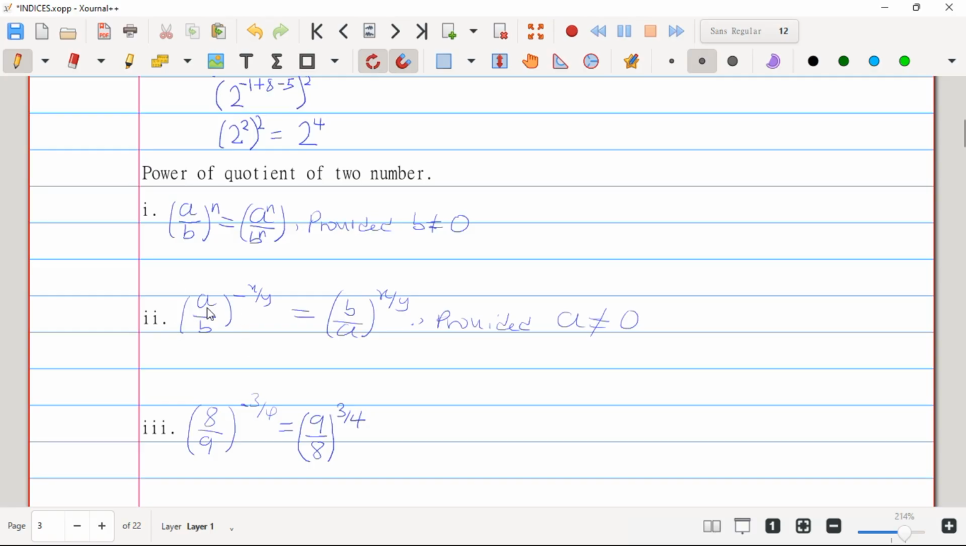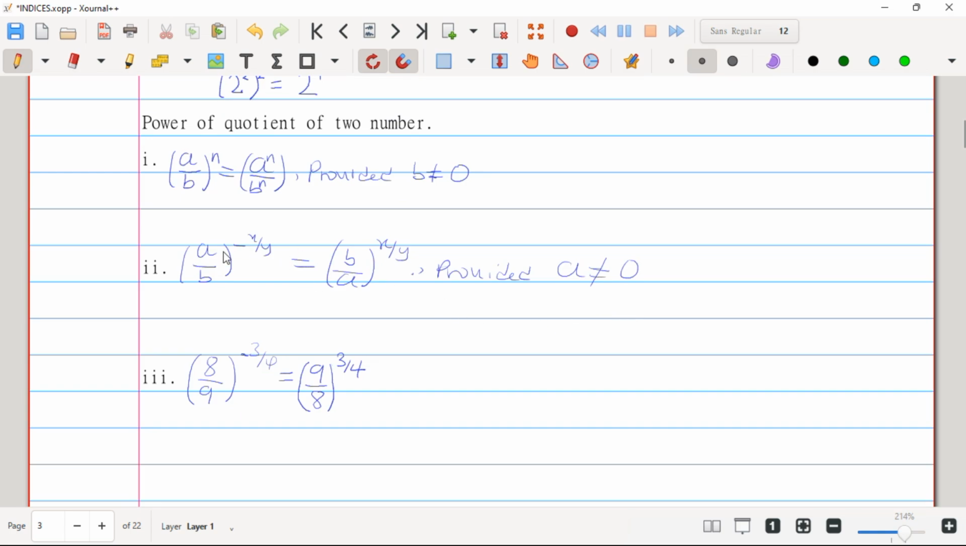And if you have a divided by b raised to the power negative x divided by y, right? If we have a fraction raised to a negative exponent, all that we do to remove the negative sign is to interchange or reciprocate the quotient that we have here. So here we have a divided by b, and we just reciprocate it. We are going to have b divided by a raised to the power x divided by y, provided our a is not equal to 0, right? So this is what we have.